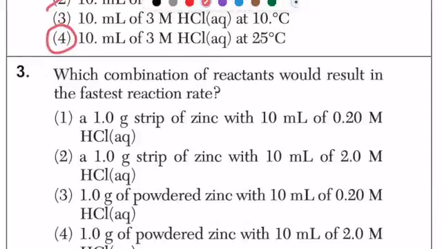What combination of reactants would result in the fastest reaction? So we have a 1 gram sample of zinc. We either have the strip of zinc or the powdered zinc. Remember, if you have a strip, you have less surface area. If you have powdered form of anything, that is more surface area. So more surface area is going to react faster. And then we are comparing the molarity. So the higher the molarity, the faster something reacts.